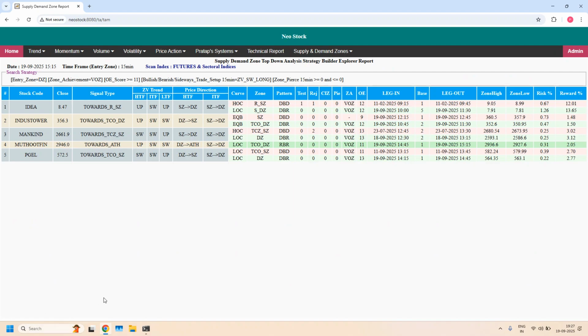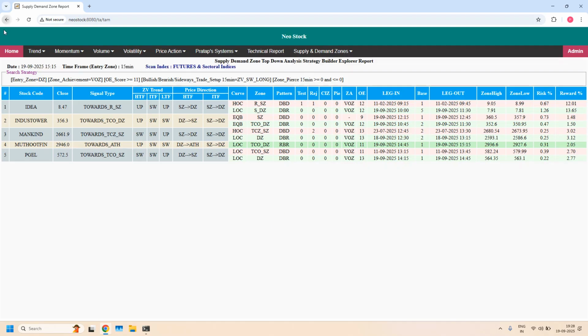We got 5 stocks. So these 5 stocks are supporting sideways long trade setup for daily income trade, and entry time frame zones are 15 minutes demand zones. So total we got 5 stocks. And remember, you should plan trades only if less than 30.3 checklist items are satisfied. Otherwise, higher chances of zone violation.